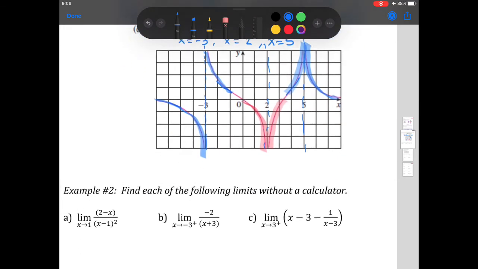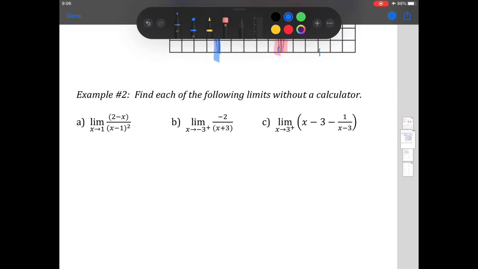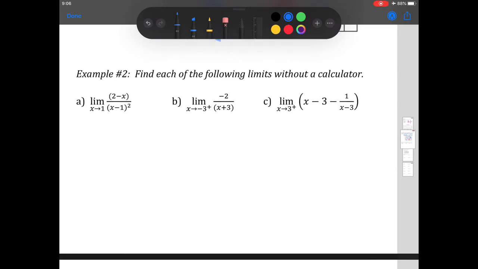So these are the three places where you have a vertical asymptote. That was graphically, and now we're going to do these without a calculator. So please don't use the calculator. Here it says find each of the following limits without a calculator. So basically you need some kind of values to determine it. Either you need a graph or something.